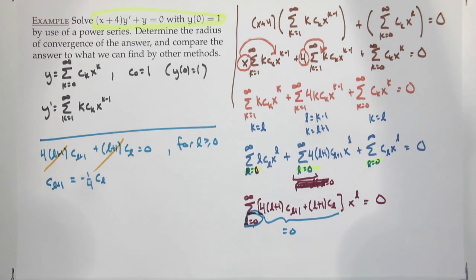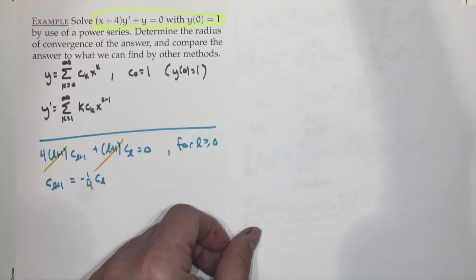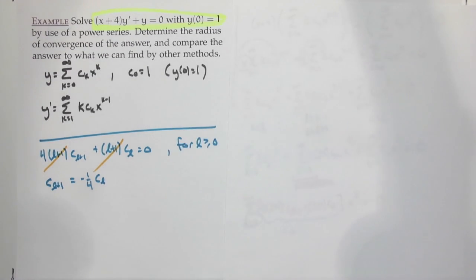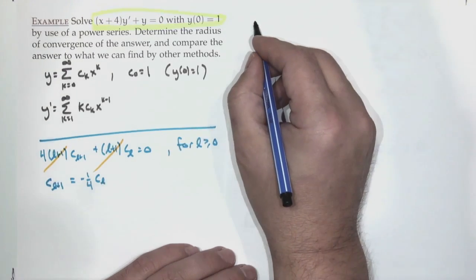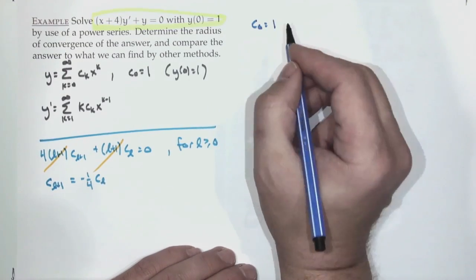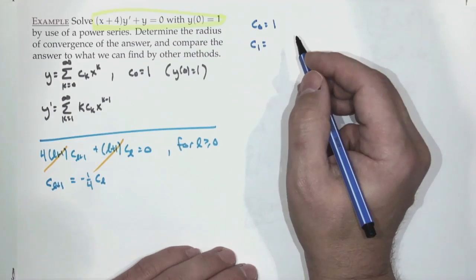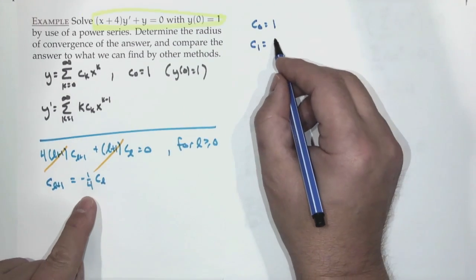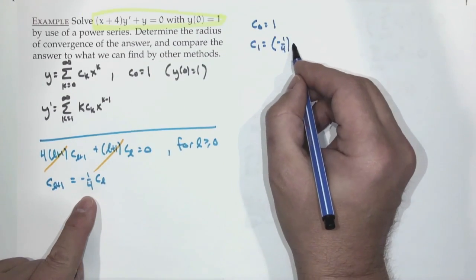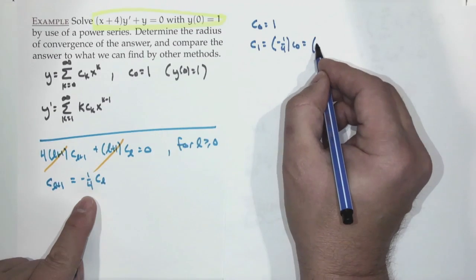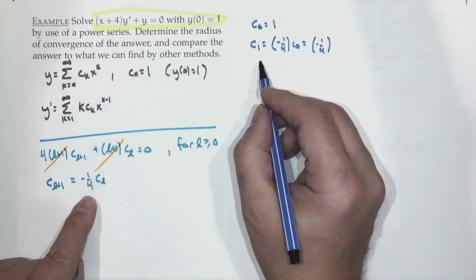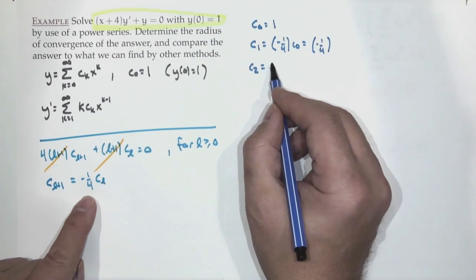All right. We're going to put some new white space here. We know c_0 equals 1. What can we say about c_1? Minus 1/4 times c_0, which is minus 1/4. How about c_2?